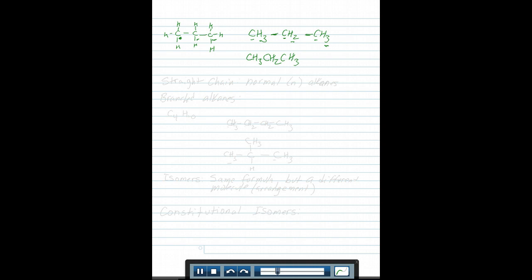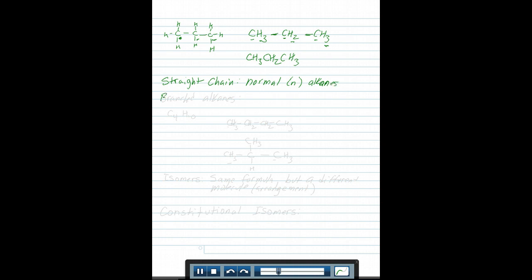The next thing is that you can have straight chain molecules, as I've been implying here. Straight chain, which they call normal alkanes. I'm not sure why they get the word normal. They usually put an N sometimes in front of the word. Normal alkanes. Alkane.